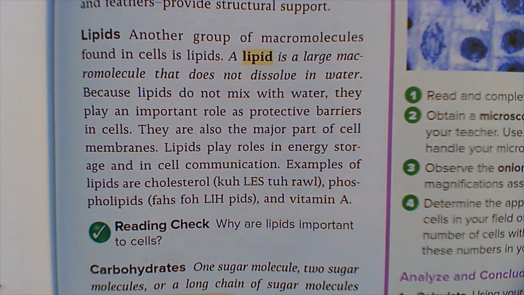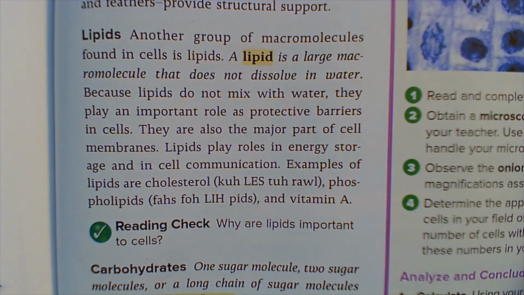Let's do the reading check. Why are lipids important to cells? Lipids are important to cells because lipids don't mix well with water, so they act as a protective barrier. And they make up cholesterols and hormones that play an important role in our bodies.